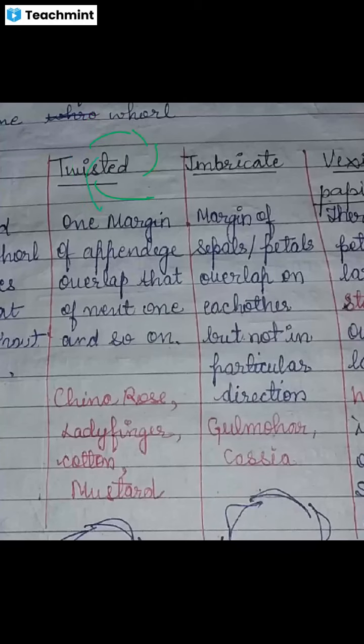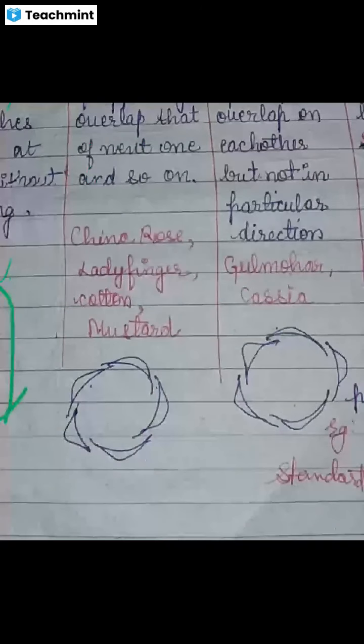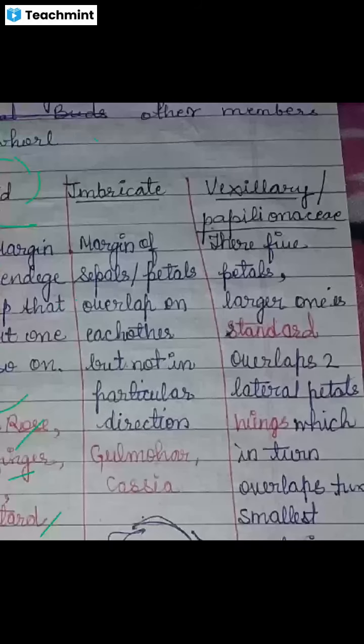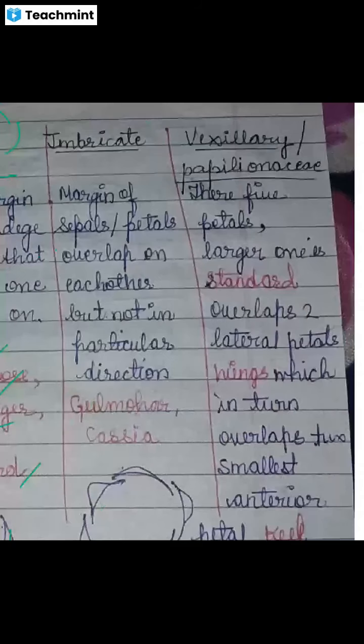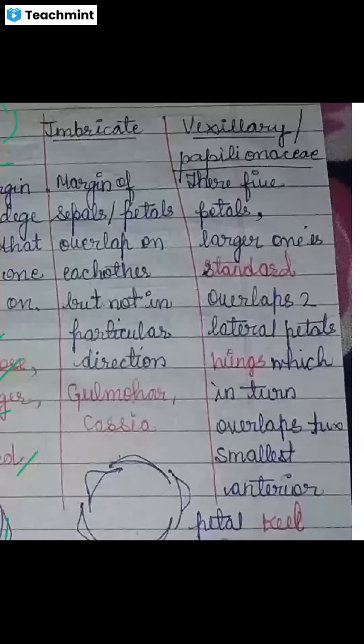So, example China rose, ladyfinger, cotton and mustard. You can see like this. एक बाहर एक अंदर एक बाहर एक अंदर ऐसे करके. Then next, this was your twisted. Now imbricate. Margins of the sepals or petals overlap on each other but not in a particular direction.